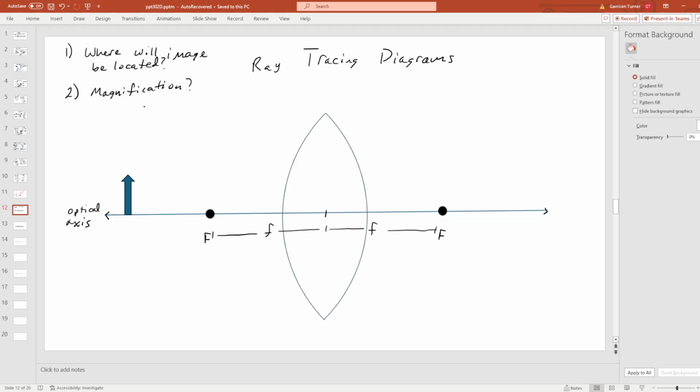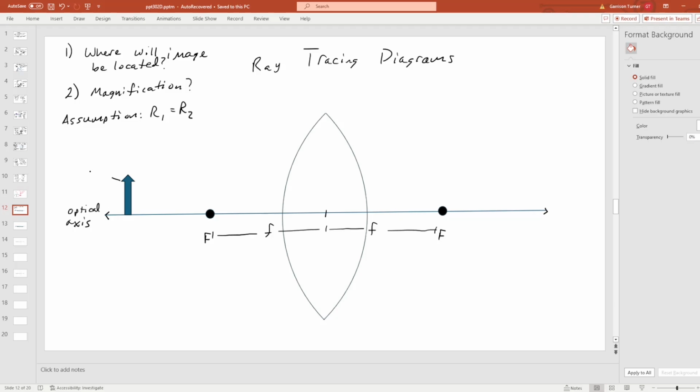Now, there are really four scenarios that we're going to investigate. But for the moment, our assumption for this lecture is that the curvature on both sides of the lens is equal. So the radius of curvature for the near side of the lens is going to be equal to the curvature at the far side of the lens.